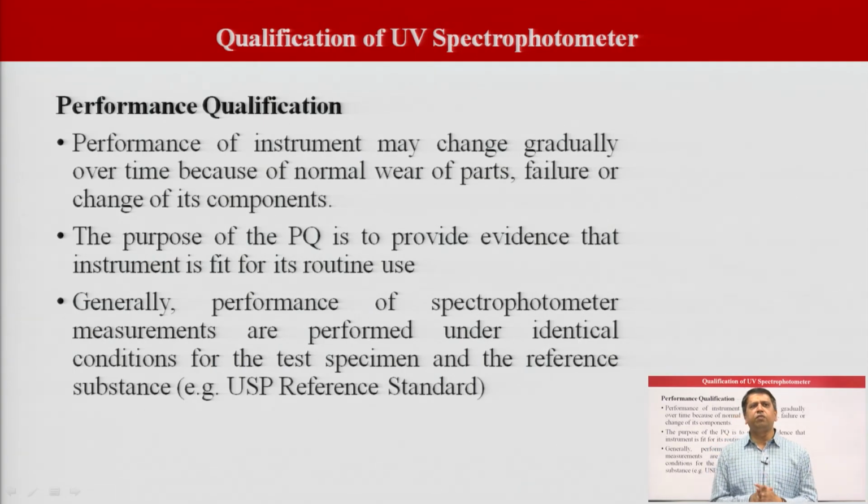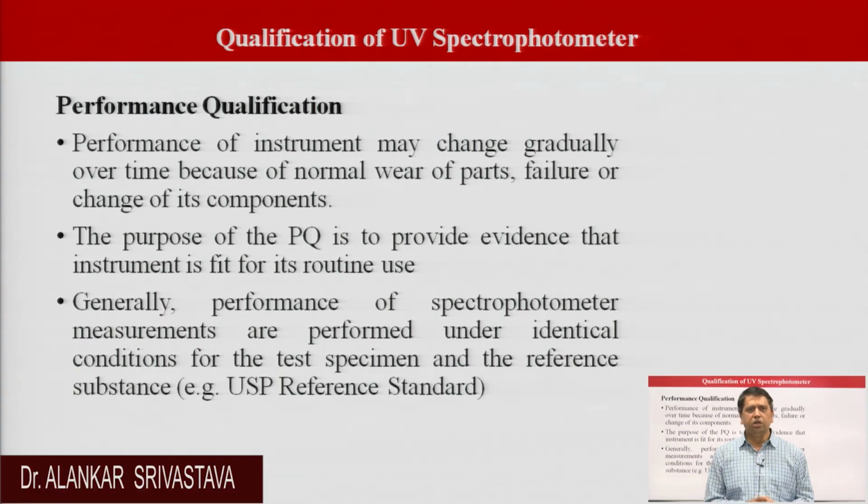Now, generally the performance of UV spectrophotometer measurements are performed under identical conditions for the test specimen and the reference substance, for example, a UV reference standard. So, what we are doing basically in the performance qualification is judging the performance of our instrument in the actual running condition. If there are deflections in this case, that means our UV spectrophotometer is not performing well, and again we have to qualify the UV spectrophotometer. So, this is basically the performance qualification.